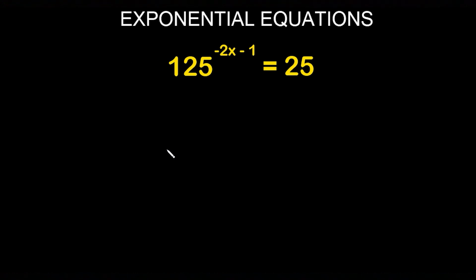So for example, I have a base here of 125 and a base here of 25. Can I match those bases? Can I make them the same? Well, I could, because this 125, I know that I could rewrite as 5 to the 3rd power. And this 25, I could rewrite as 5 to the 2nd power. So for example, I could rewrite this whole equation as 5 to the 3rd power, and then times my exponent value here, which is negative 2x minus 1. So times negative 2x minus 1. Equal to, well, I can rewrite 25 as 5 squared, okay?